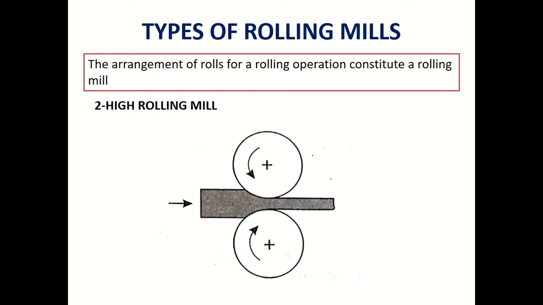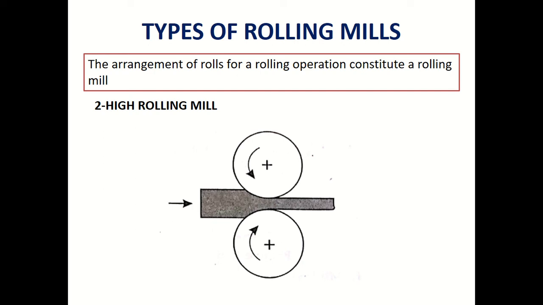What do you mean by a 2-high rolling mill? If you look at the diagram, you can see that in a 2-high rolling mill, 2 rollers are used for performing the rolling operation. There is a top roll and a bottom roll. The top roll rotates in an anti-clockwise direction and the bottom one rotates in a clockwise direction.